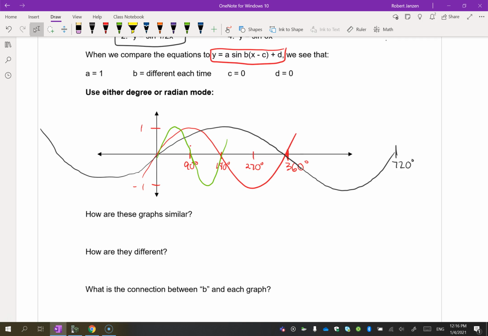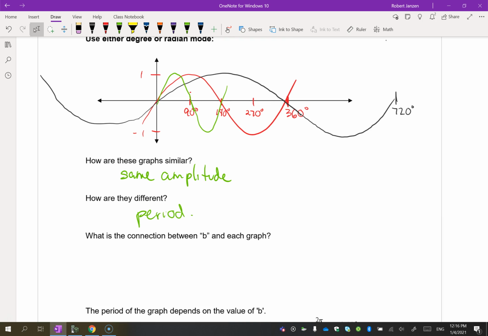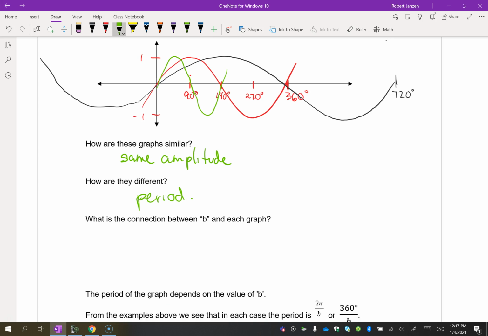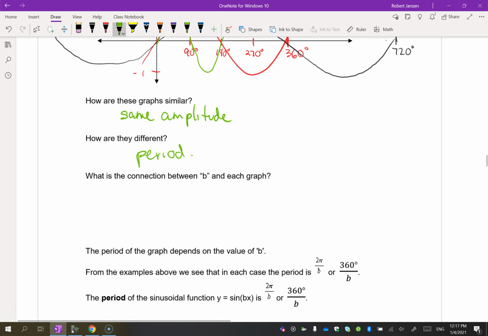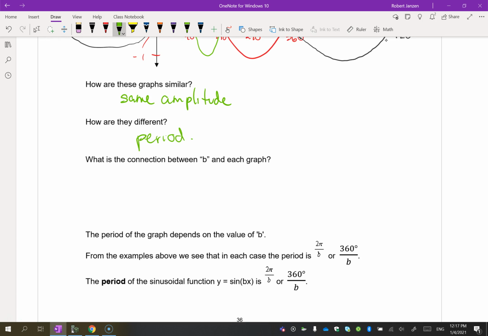Let's talk about how these graphs are similar. This one has the same amplitude. How are they different? The period is different. What is the connection between B and the period? Well, this is a little bit tricky. The amplitude, if the A value was 3, the amplitude was 3. The period, on the other hand, is affected by B, but we divide instead of multiply. So in this case, we take 360 and divide by the B value.